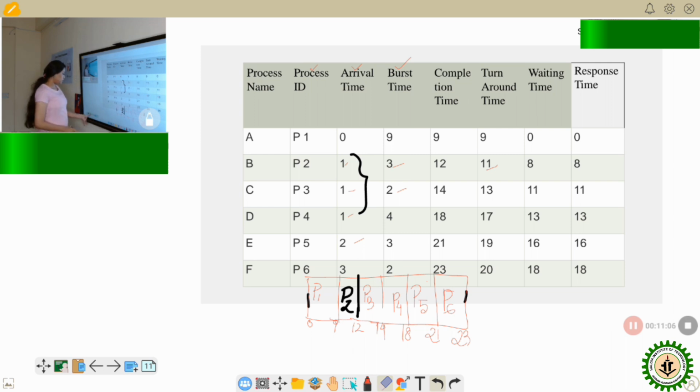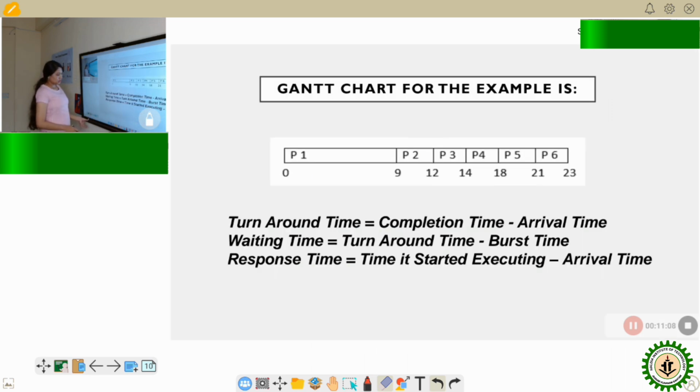I am going to the previous slide. You can see that P1 is 0 to 9, then P2 from 9 to 12, then 12 to 14, 14 to 18, 18 to 21 and 21 to 23 for these processes.